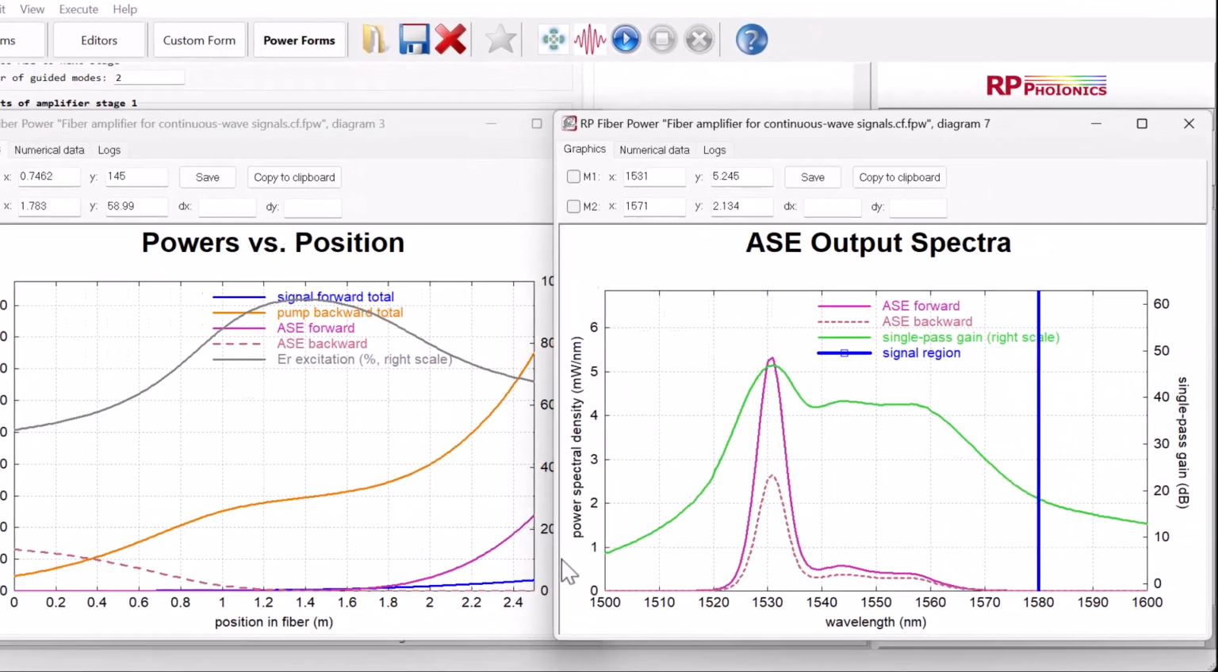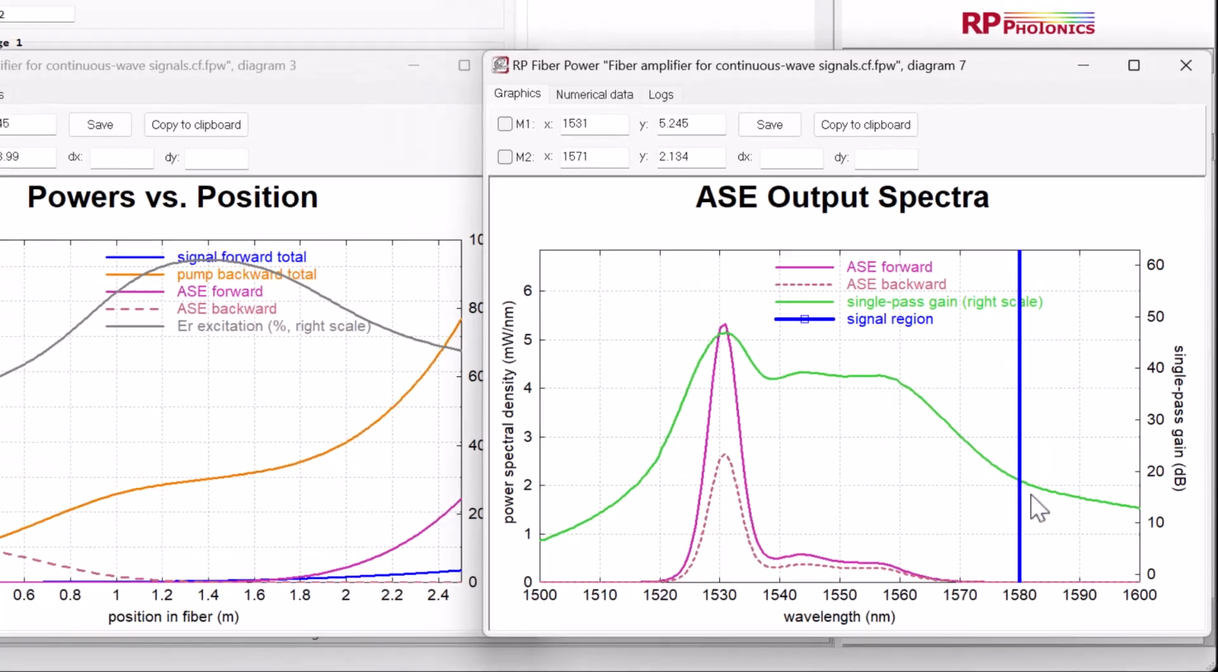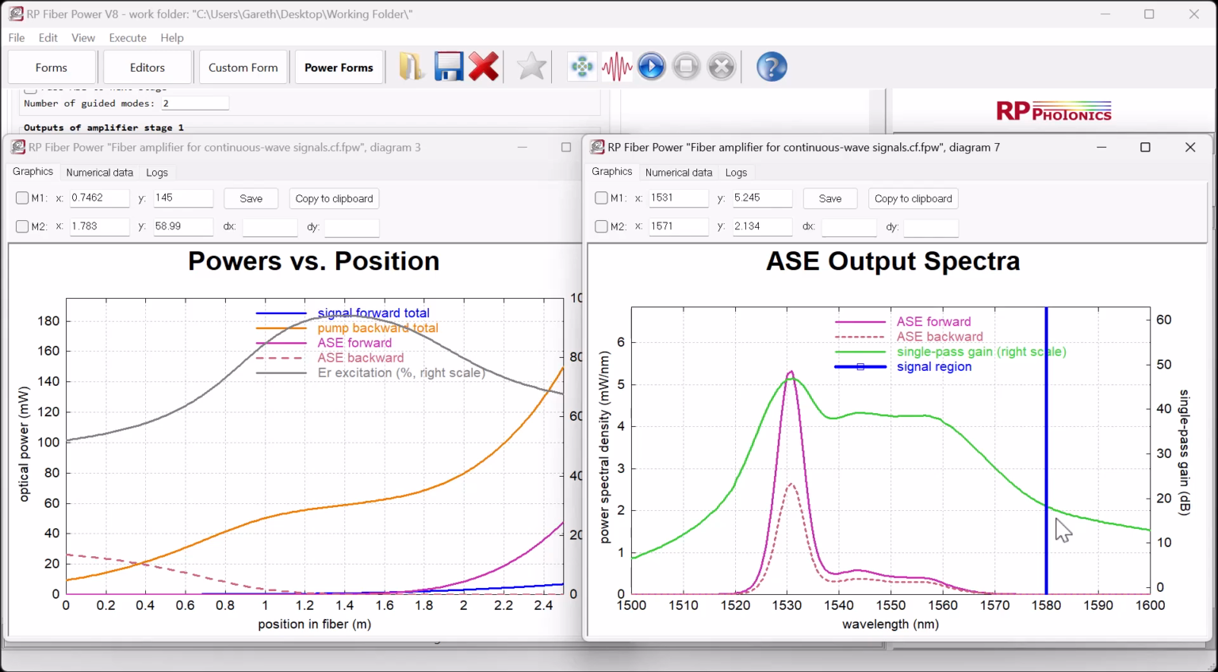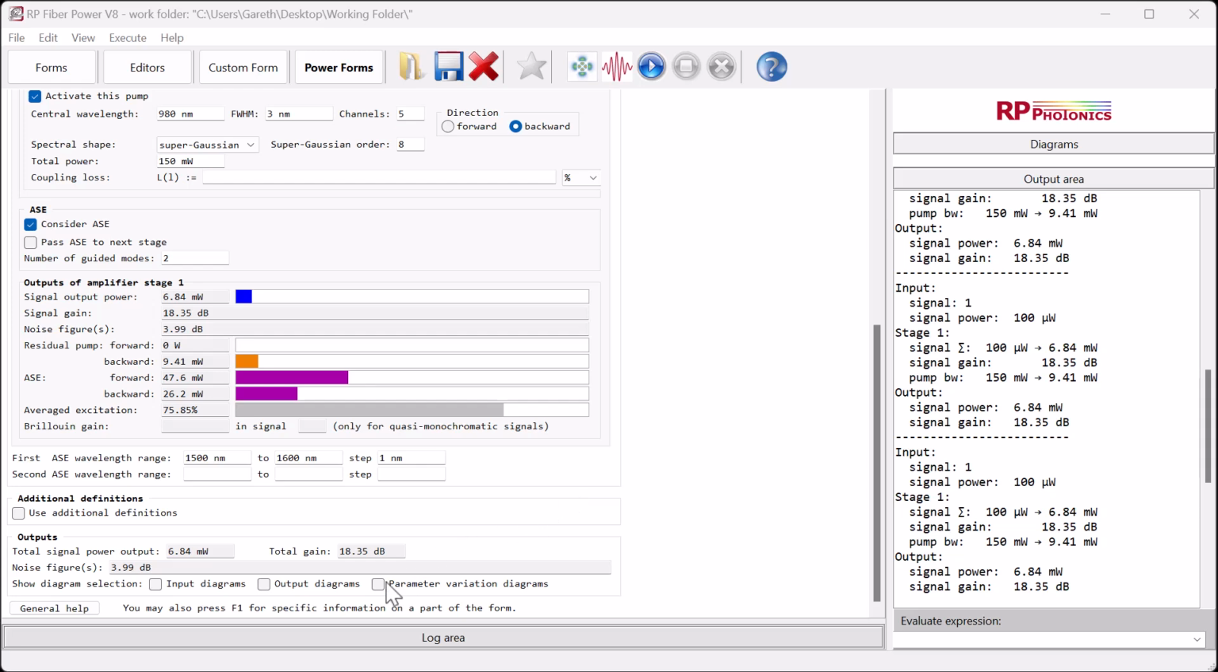Now let's examine the ASE spectra to understand why this is happening. Essentially, the problem is that strong ASE results from high gain around 1530 to 1560 nanometers. This is substantially higher than the signal gain at 1580. Let's try to optimize our design.